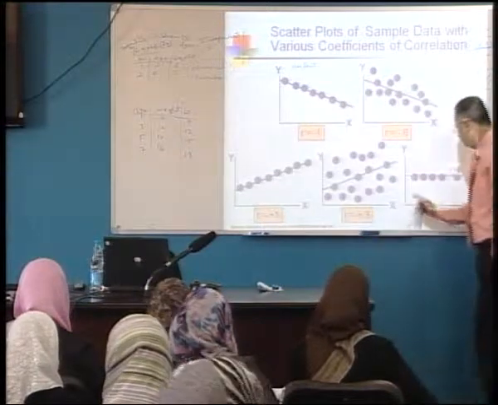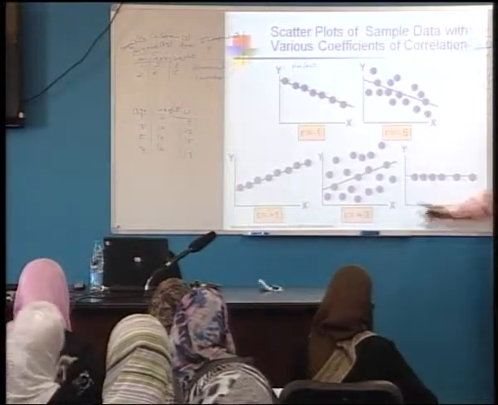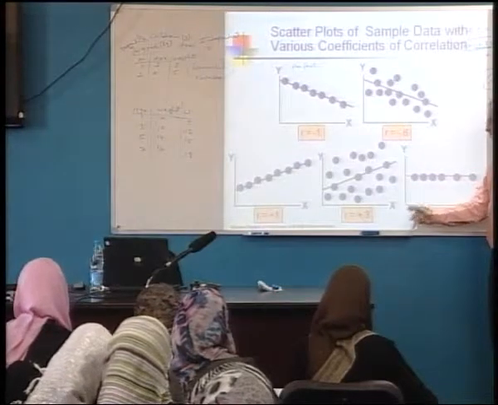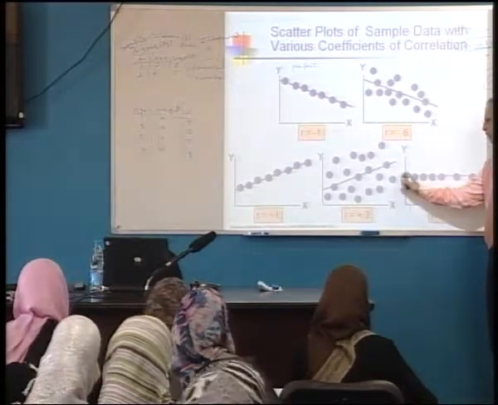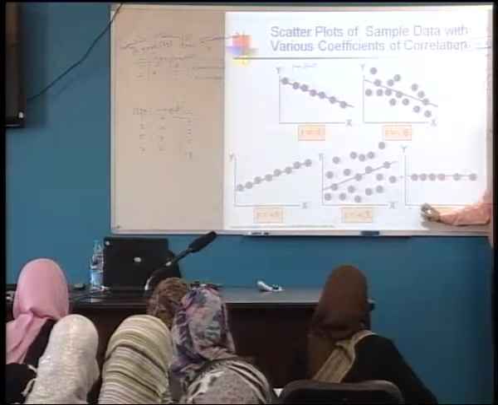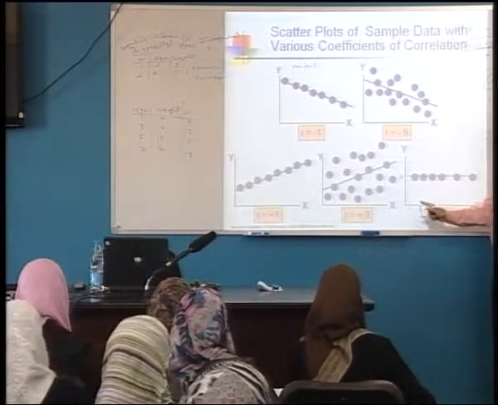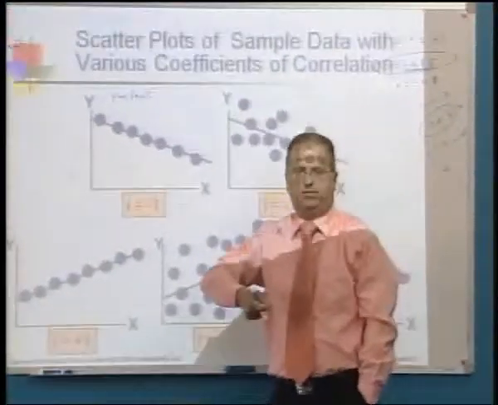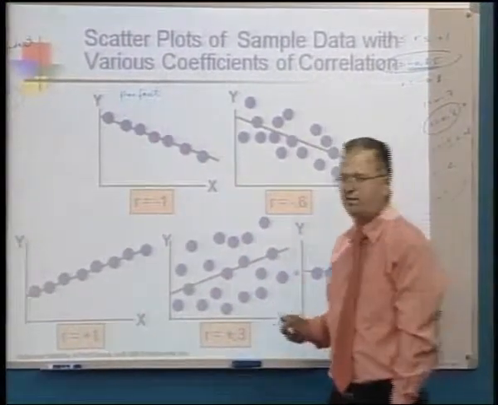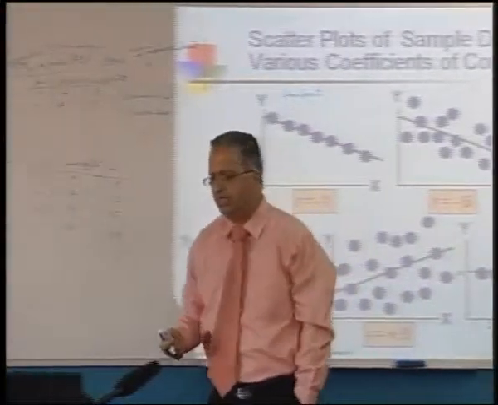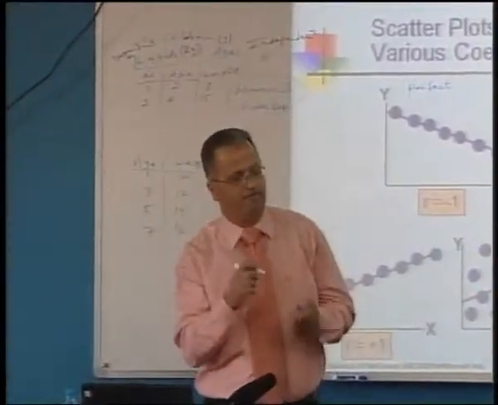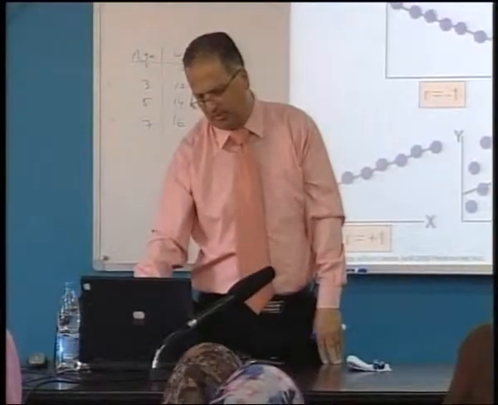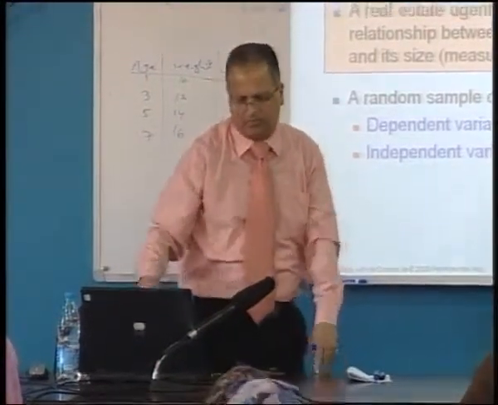The last one here: now x increases, y remains the same. For example, suppose x is 1, y is 10. x increases to 2, y is still 10. So as x increases, y stays in the same position. It means there is no linear relationship between the two variables. So based on the scatter plot, you can have an idea about the relationship between the two variables.